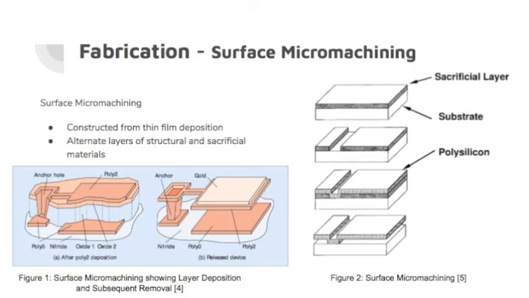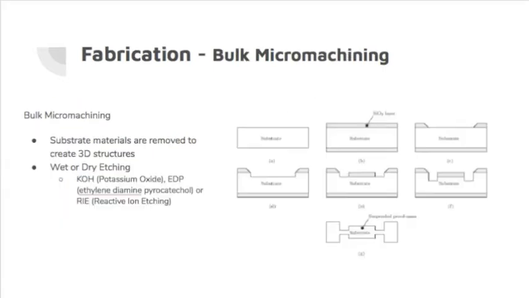Surface micromachining is an additive process in the fabrication of optical MEMS that is achieved by thin film deposition. Layers of structural and sacrificial materials are alternated to produce the desired design. These images show this layer deposition and removal process.